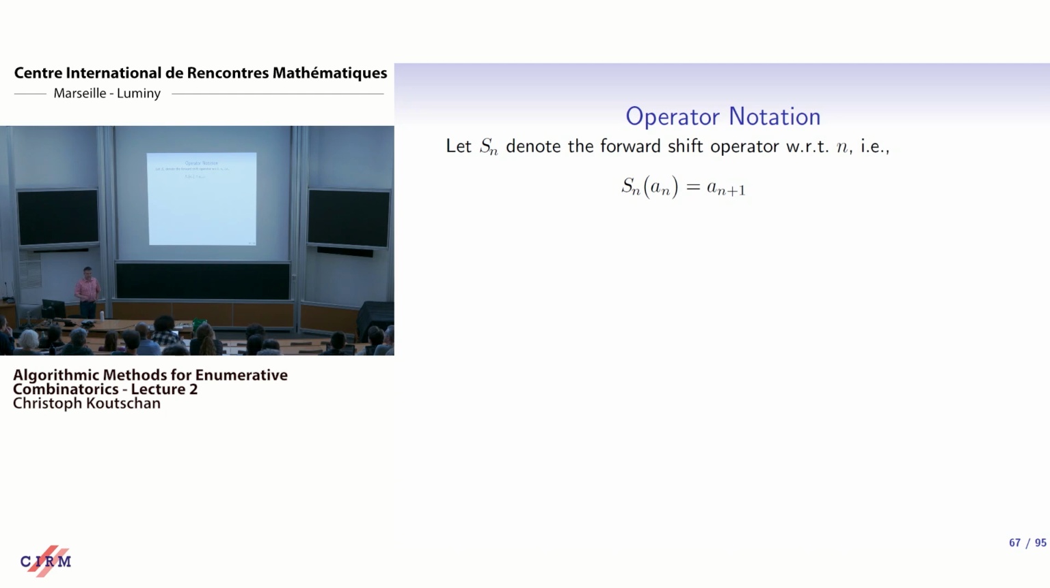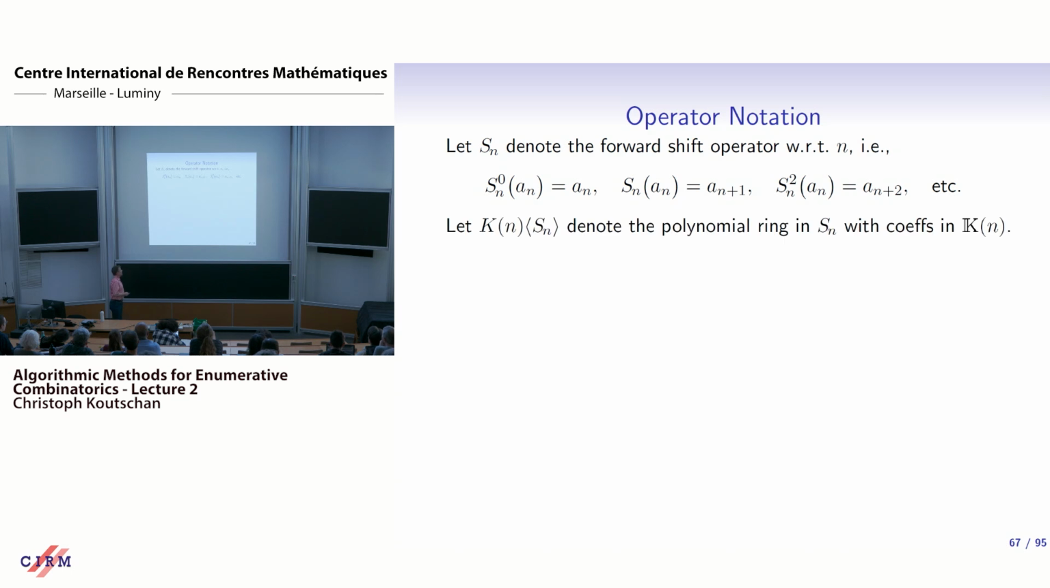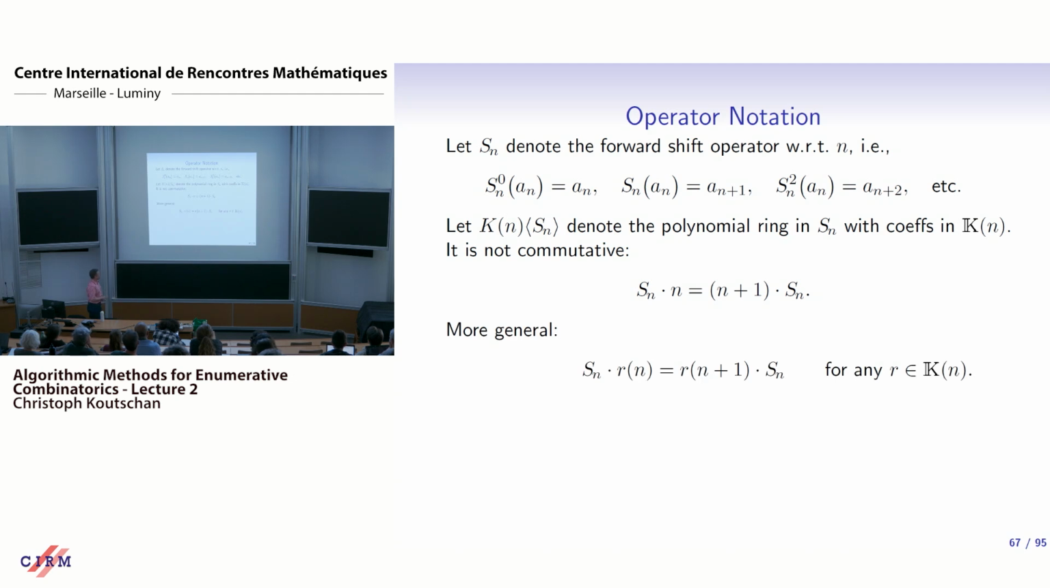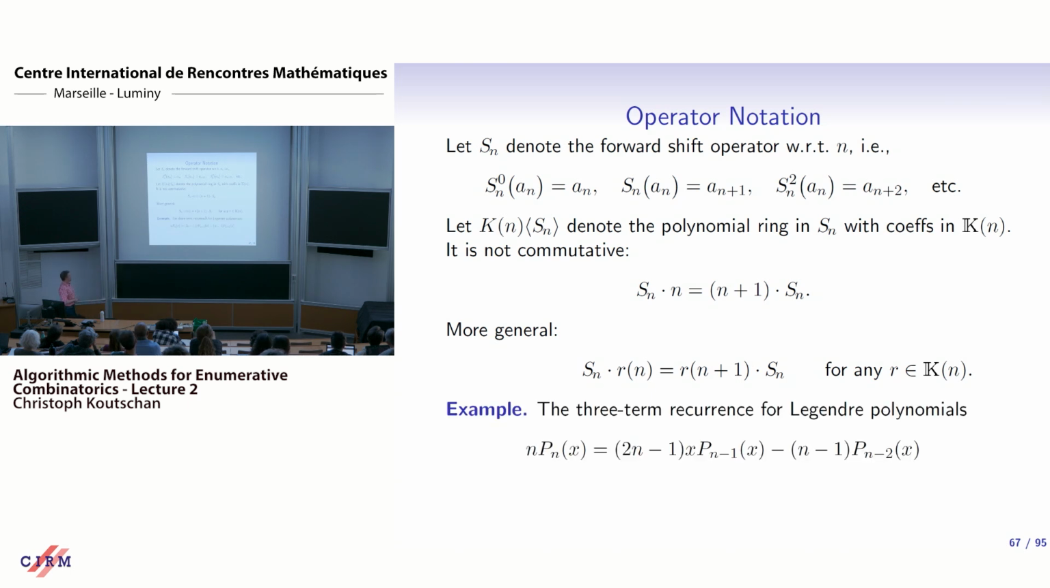And again, we use operators to denote these recurrences, and it's the very same. So S_n is the shift in n that transforms a(n) into a(n+1), and S_n squared makes n+2. And we denote the ring of all operators with coefficients in the rational functions by K(n)[S_n], and again, it's non-commutative. In this case, the commutation relation looks like this. If you have S_n times n, and you want to bring the S_n to the other side, you have to do n+1. And this holds for any rational function r(n). You replace n by n+1 if you jump to the other side of the S_n.